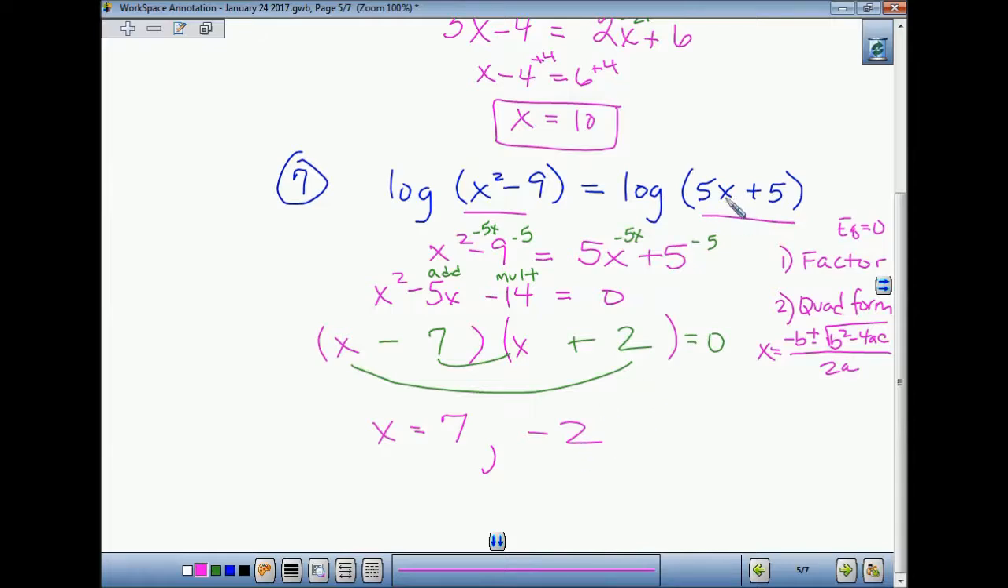Do you see if I plug negative 2 in right here, I get a negative answer? Are logarithms defined if the answer part is negative? No. 7 works for both of them. 7 gives me a positive 40 and a positive 40. This one doesn't, so that is not a solution. The only solution is 7. Negative 2 is an answer that we get when we solve the problem algebraically, but it isn't actually a solution to the problem. That's called an extraneous solution. It's an extra one that doesn't work.